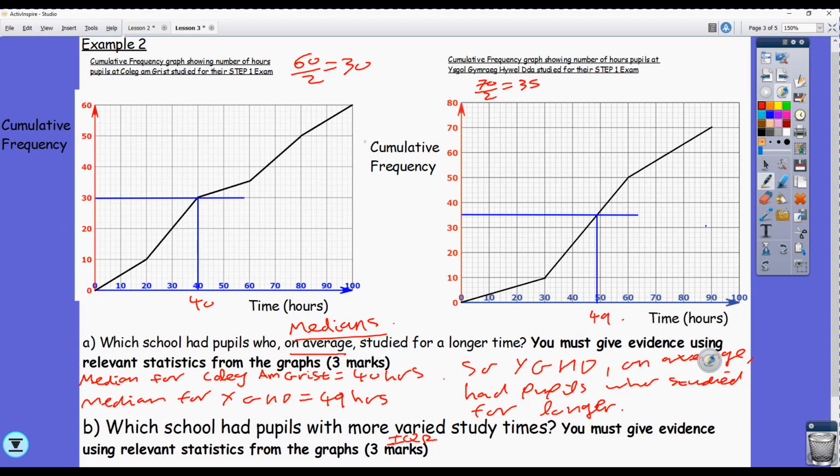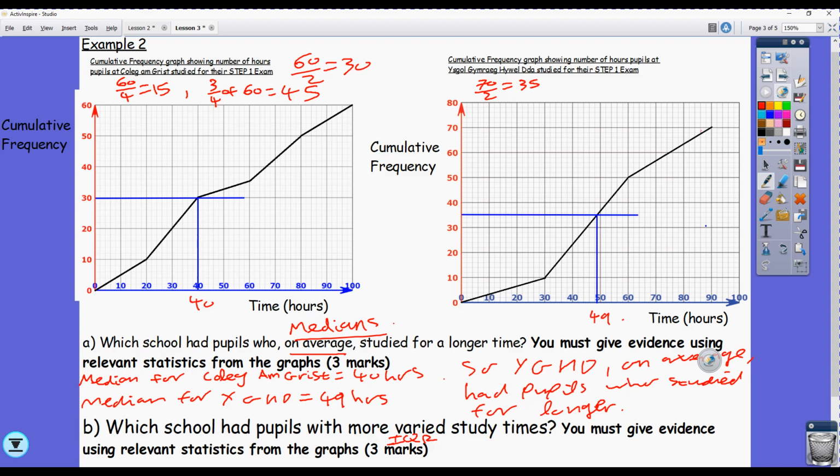So first of all, let's look at Coleg am Grist. So there were 60 pupils measured. A quarter of the way up the distribution is going to be 60 over 4, which is 15. So the 15th value is your lower quartile. Upper quartile is going to be, well, if 60 over 4 is 15, we want 3/4 of 60. That will give us the position of the upper quartile. So that's just going to be 45. You can just do 60 over 4 is 15, times that by 3, we get 45.